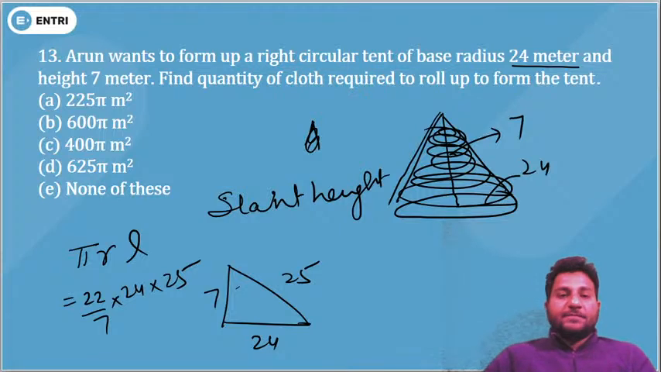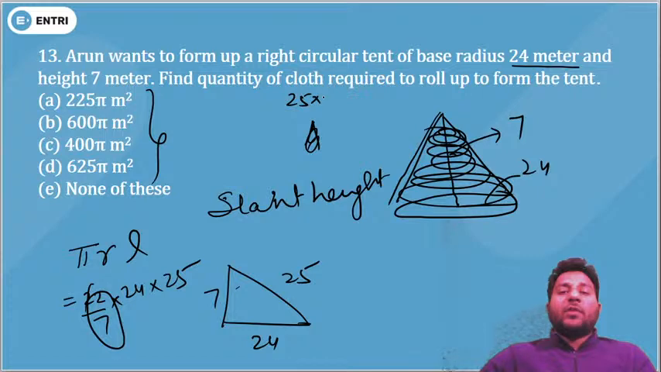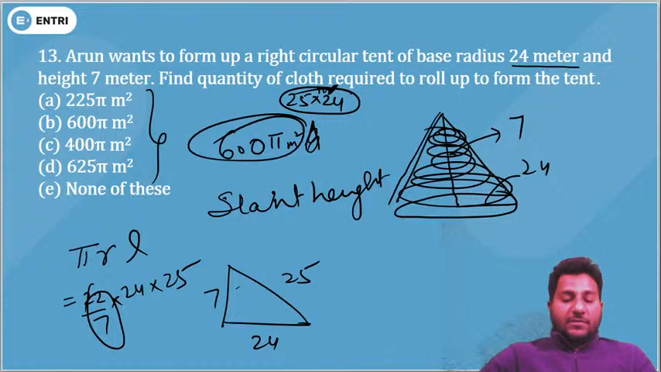Tell me the answer. Look, the answer is in pi mode, which means you don't need to solve for the value of pi. So clearly 25 into 24 will work out. 25 fours are 100, 25 twos are what? 50. So it will be 600 pi meter square. Clear answer.